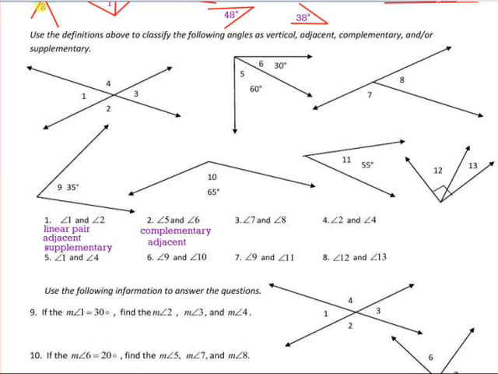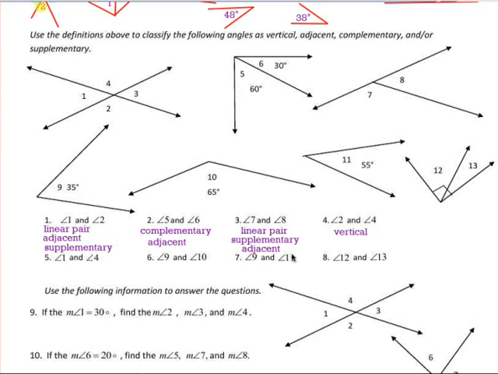7 and 8. Well, they look like they form a line, so that's a linear pair. Linear pair, by definition, means that they're supplementary, and by definition, it means that they're adjacent because they share a side. All right? Let's look at 2 and 4. 2 and 4 are these two angles right here. Those are vertical angles, okay?